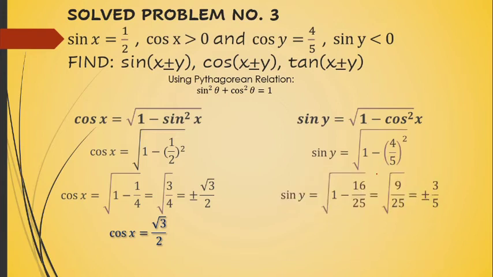alam niyo naman siguro paano kumuha nito. So, 25 minus 16 is 9 over 25. Siyempre, copy the denominator. And square root of it, square root of 9 is 3, square root of 25 is 5. Since ang hiningi natin that y is less than 0, that will be negative. So, you are going to find the sum and differences of sine, cosine, and tangent.